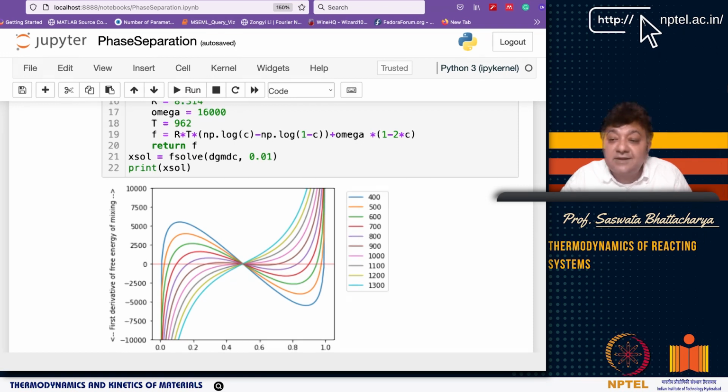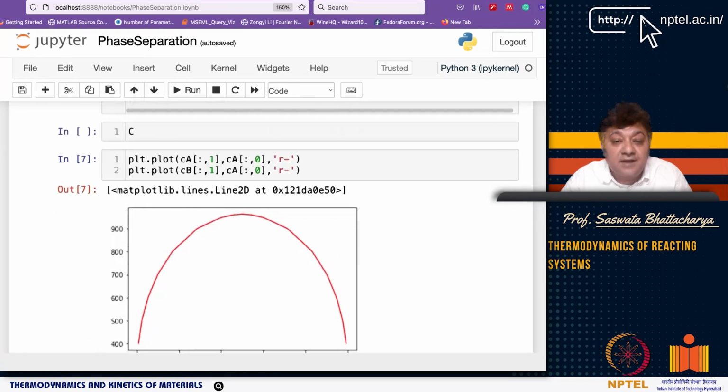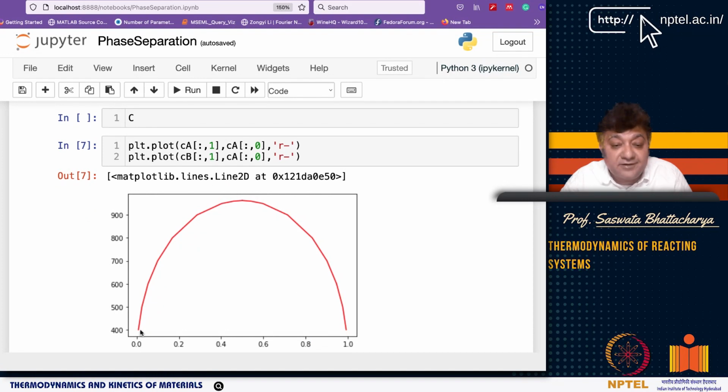So I collect all of the solutions and I plot them. At 400, as you can see, you have these two points. At 500 the gap is slightly reduced. At 600, again the gap has slightly reduced, the coexistence compositions are slightly nearer. As you go to higher and higher temperatures, the coexistence compositions come closer and closer.